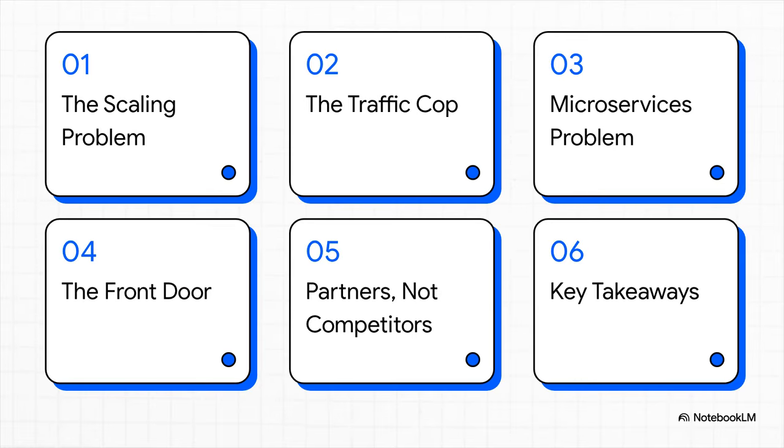So here's how we're going to break this down. We're going to tell a story, really. First, we'll look at the problem of just having too much success and how the load balancer comes to the rescue. Then we'll dive into the organized chaos of microservices and see why the API gateway was invented. And finally, and this is key, we'll see how they're not enemies, but actually best friends, and pull out the most important things you need to remember.